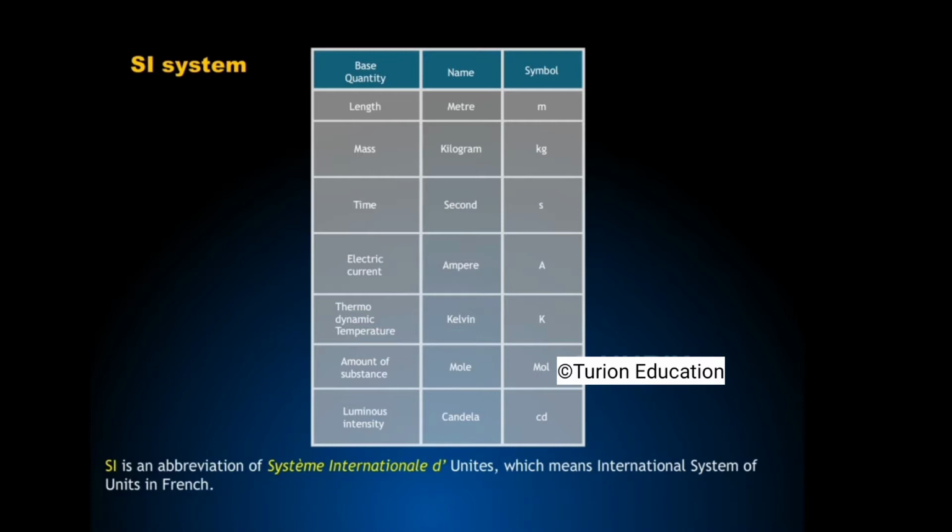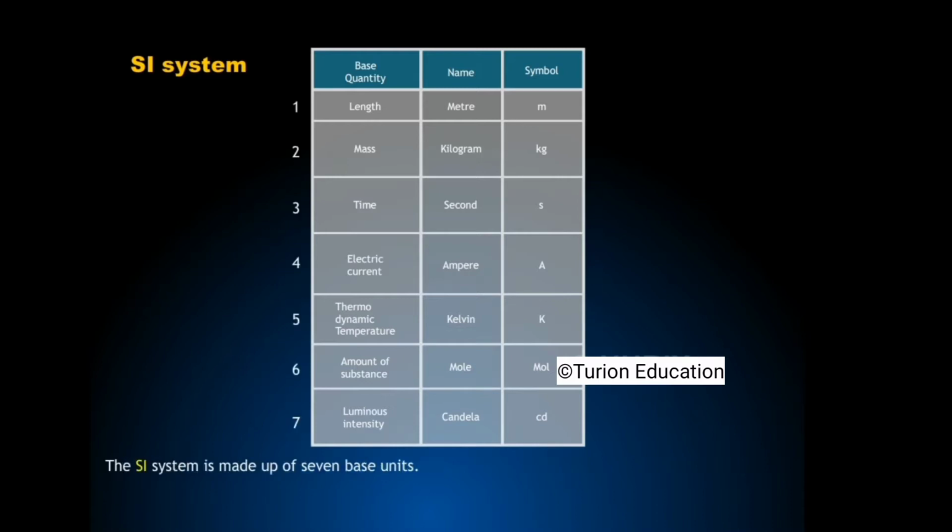SI is an abbreviation of Système International d'Unité, which means International System of Units in French. This system was developed at the General Conference on Weights and Measures in 1971. All SI units follow the decimal system, unlike other systems of units. This makes conversions within the system easier. The SI system is made up of 7 base units. These units are shown in the table above.